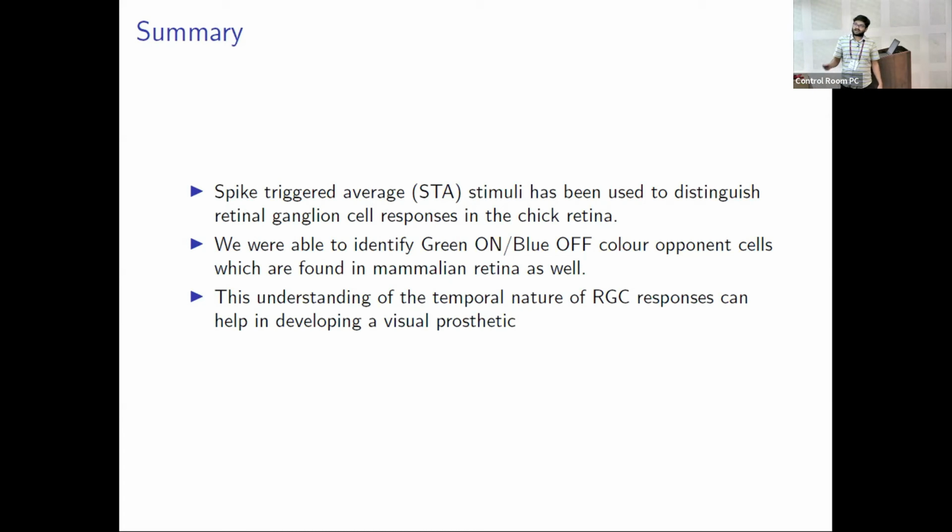One of the other ideas is that by understanding the temporal coding nature of the retinal ganglion cells, we can develop a visual prosthetic or a visual aid that can maybe replace photoreceptors or something like that, to emulate ganglion cell responses.